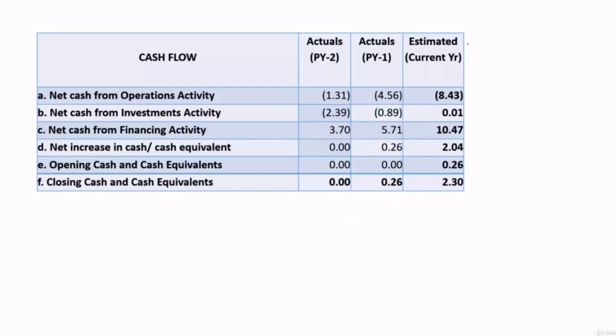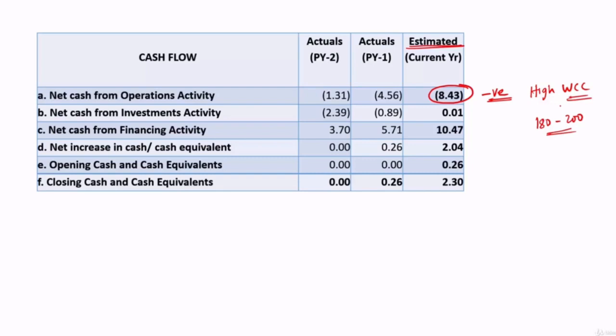Then what they are estimating, we'll see that as well. For the next year, they are estimating net cash from operational activity negative 8.43 crore. So what is estimated itself is negative. So it is possible that this can be accepted by sanctioning authority also, because there are some business models which will have high working capital cycle. Okay, it may be in the range of 180 to 200 days. The margin, profit making capacities of those business will be very thin.